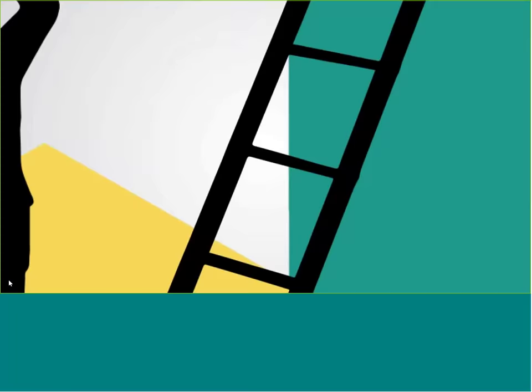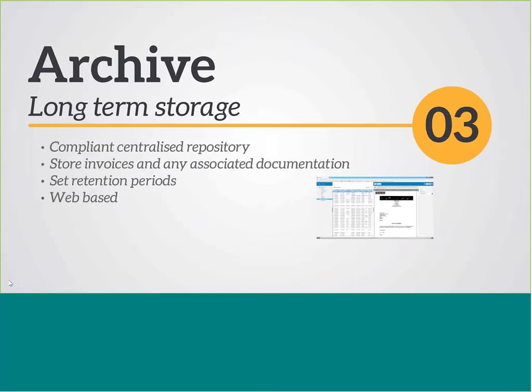Step 3. Archiving. Ultimately, at the end of any authorization process, we need to store the invoices long term. So obviously HMRC state that we need to store our invoices and keep them for 6 years. So by utilizing our electronic archive, we can keep them stored in a compliant manner for long term.